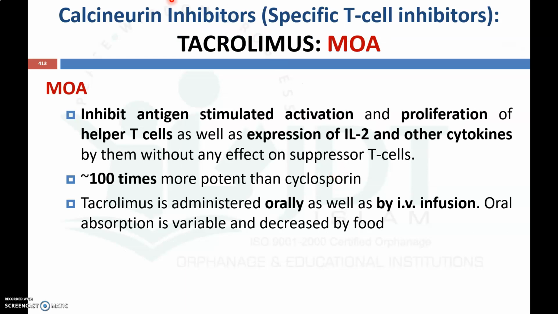Now coming to another calcineurin inhibitor like tacrolimus, it acts by inhibiting the same mechanism as that of cyclosporine. It will inhibit the antigen stimulated activation as well as proliferation of helper T cells, and it will inhibit the expression of interleukin and other cytokines without affecting the suppressor cell. And what is the advantage of tacrolimus over cyclosporine? It is 100 times more potent than cyclosporine, and tacrolimus is administered orally as well as by IV infusion.